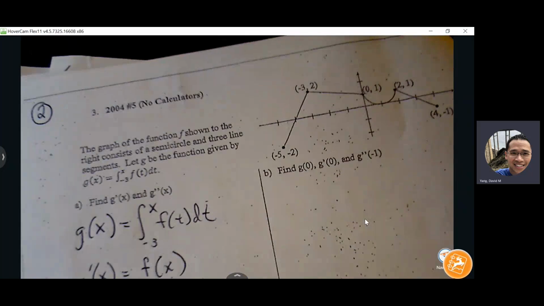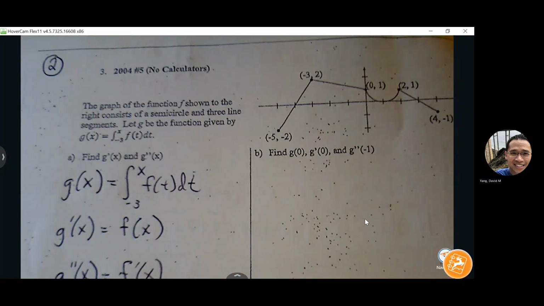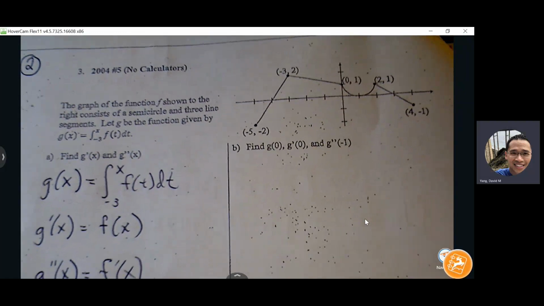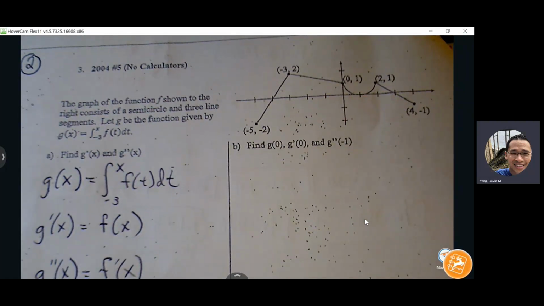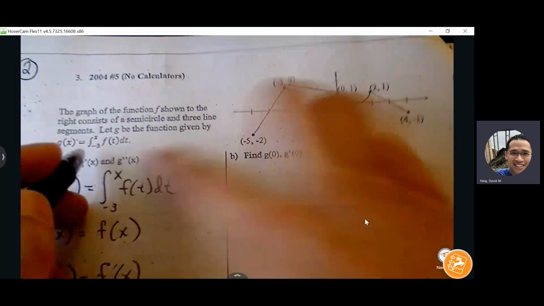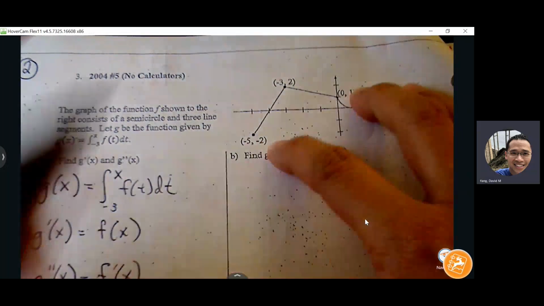All right, so we're on page 2. Today we're going to be working on these types of problems where we're given a function that has a definite integral in it, and we have to interpret how to get this information from this graph. So this is the f graph right here.